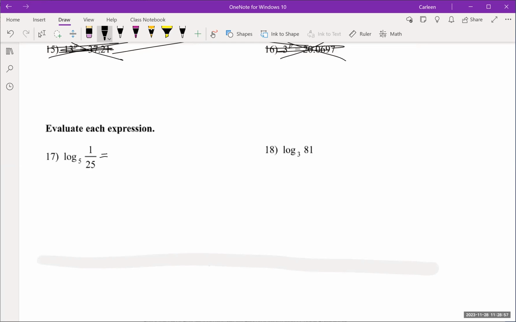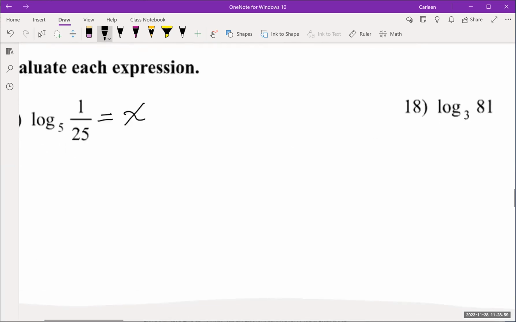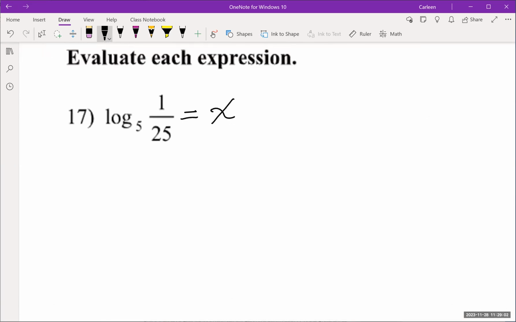Okay. Evaluate. Step 1, put equal to x. So there's 2 ways to do this. One is to change it from log form to exponential form. And the other is a really cool trick with the calculator. Okay, so we're going to go from log form to exponential form.